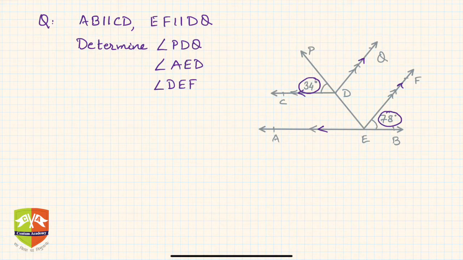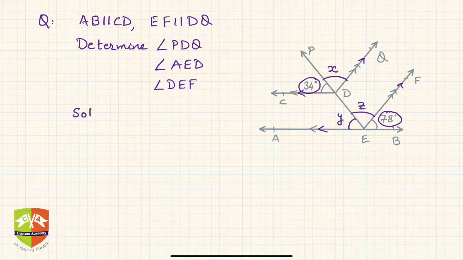So let's name them PDQ. That means we have to find out X. Then AED, let's say this is Y. And DEF, let's say this is Z. So X, Y, and Z we have to find out.